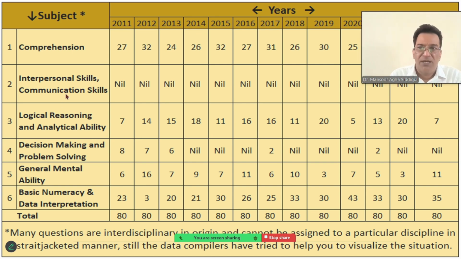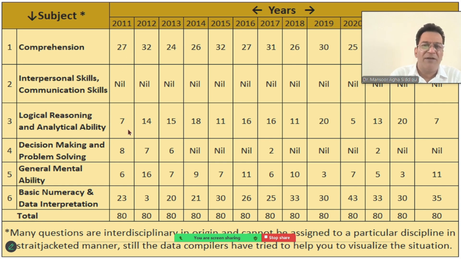Other topics may be present in the examination or may not be present. They may decrease in number, they may increase in number. For example, if I look at interpersonal skills and communication skills, this is part of your written syllabus, but not even a single direct question has been asked upon this area. Why? Because this area is required to handle other areas. So direct questions on interpersonal skills and communication skills do not come, but this area is tested through other areas.